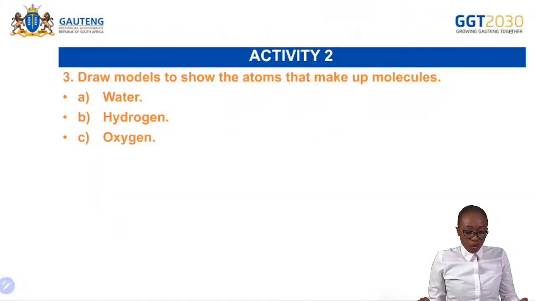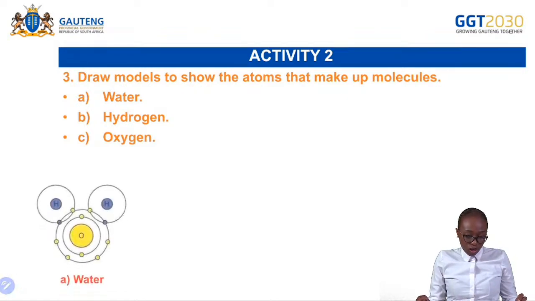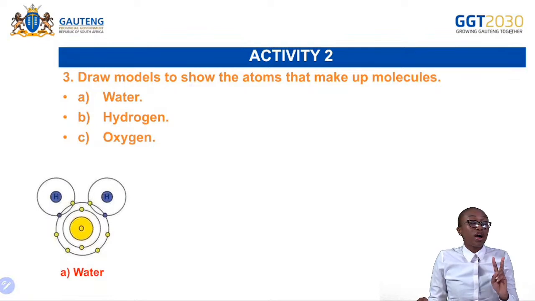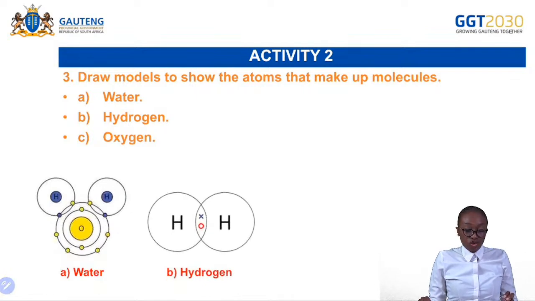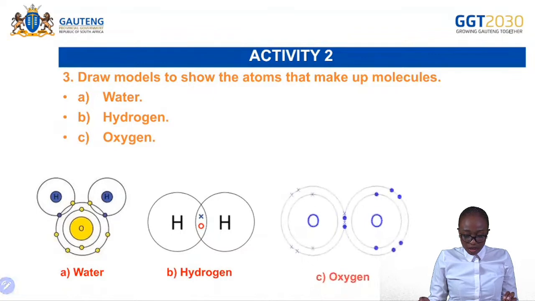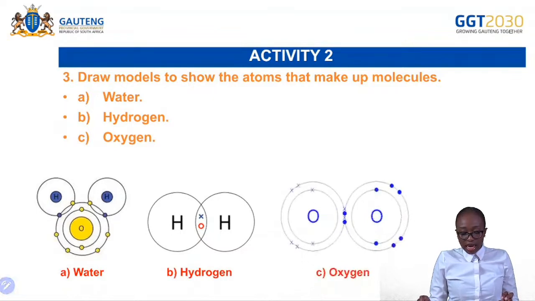Welcome back, learners. Now let's answer the third question together. We're supposed to draw models to show the atoms that make up molecules: water, hydrogen, and oxygen. So the first one, water. Remember, we said water is made up of two hydrogen atoms and one oxygen atom. And then hydrogen exists naturally as a diatomic molecule, so we have two hydrogen atoms. And then oxygen exists naturally as a diatomic molecule, so we have two of those as well. Now take 2 minutes to quickly copy down these drawings, and after 2 minutes, we will wrap up our lesson.